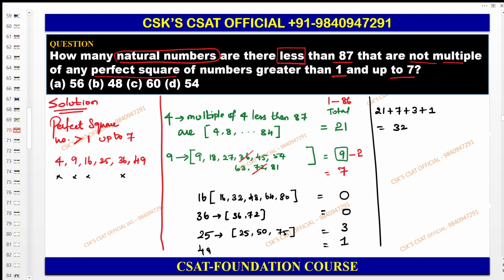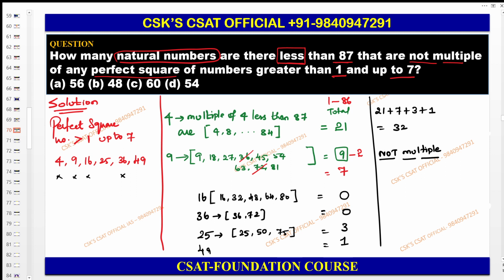The question is dealing with not the multiple. We have found this much of multiples are present. 32 multiples are present, of perfect square numbers. But the question is dealing with not the multiple. Please remember. So if the question is dealing with how many such natural numbers are there less than 87 that are multiple of any perfect square number, then you can give the answer as 32.